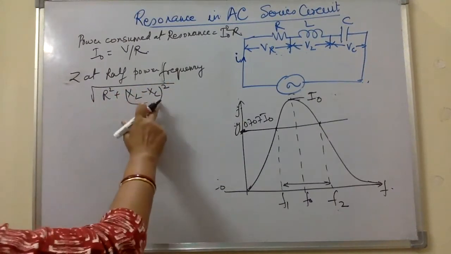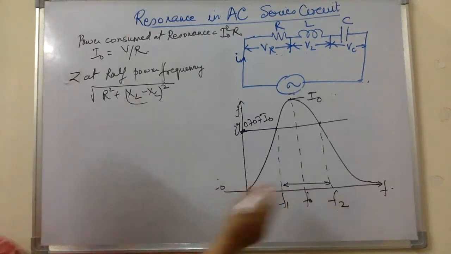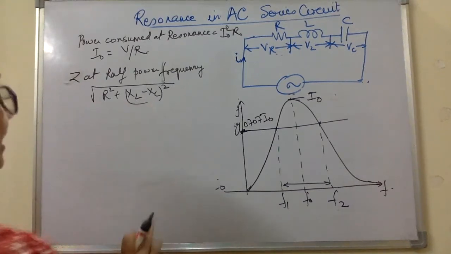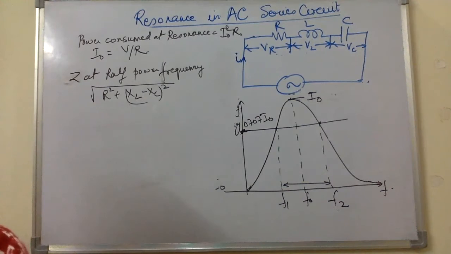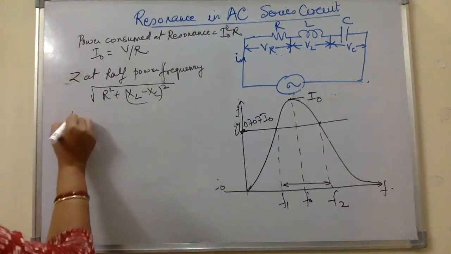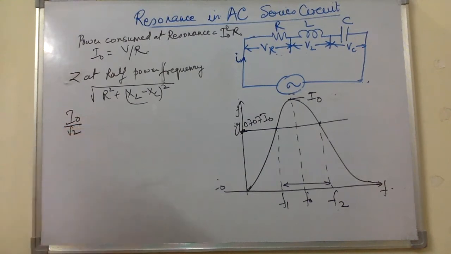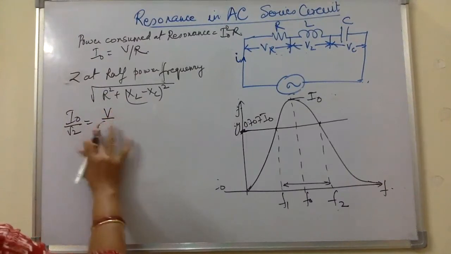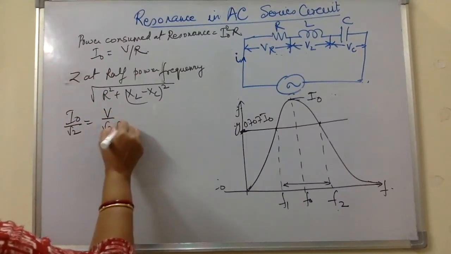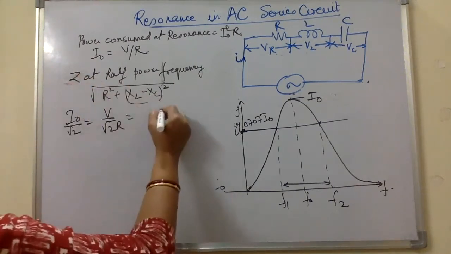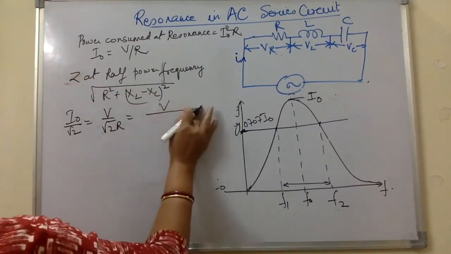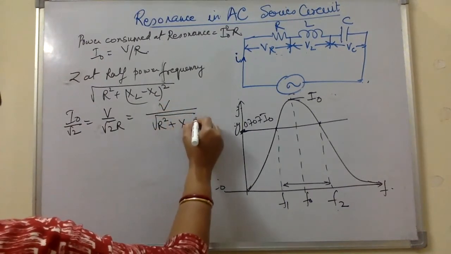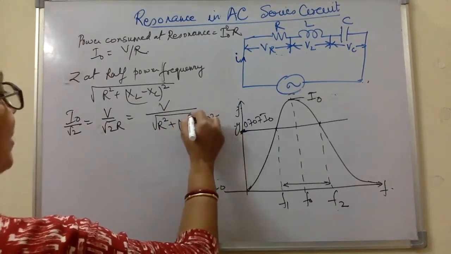Now because it is a square term, both the F1 and F2 range, the magnitude will be the same and it won't differ. So you can say that at half power frequency, the current is given by I0 by root 2, which is equal to, because I0 is V by R, V by root 2R, or by the impedance at half power frequency, we can write as V by Z, that is V by under root of R square plus (XL minus XC) whole square.